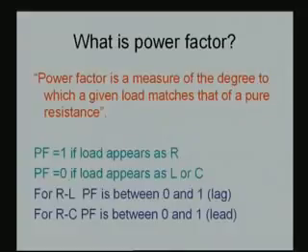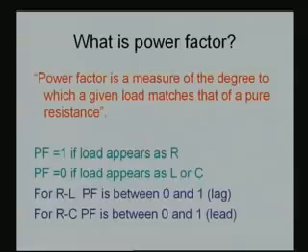Okay. And for all other cases, that is the RL case, where R is finite and L is finite, the Pf is between 0 and 1, and we call it Pf lagging. And in the case of RC circuits, where R is finite and C is finite, Pf is again between 0 and 1, but leading. So, we say Pf lead, Pf lag. Pf lag is for RL circuits, Pf lead is for RC circuits.